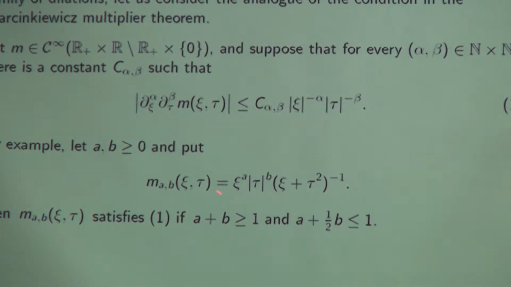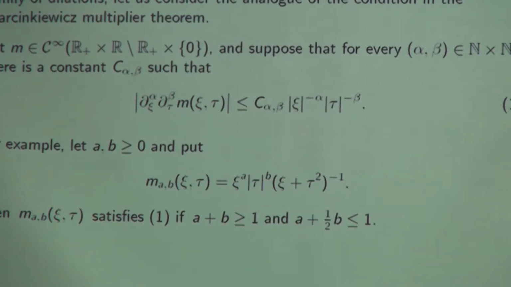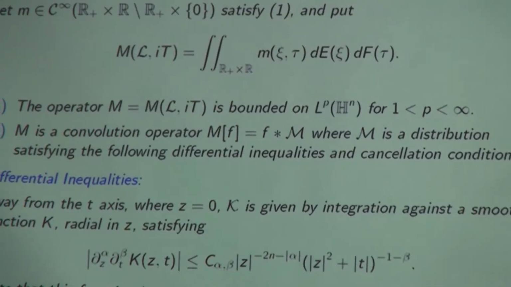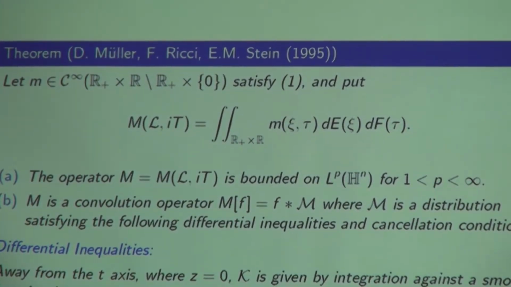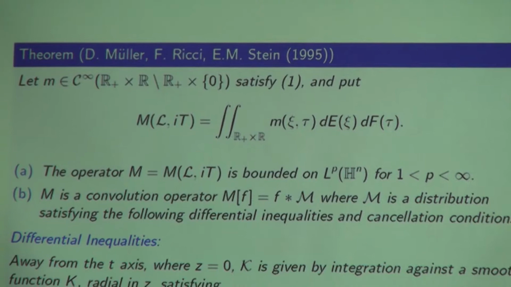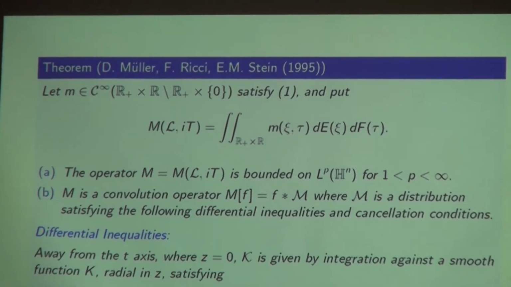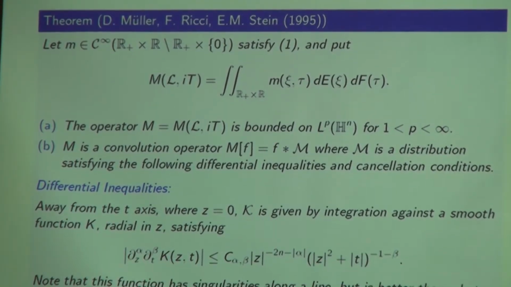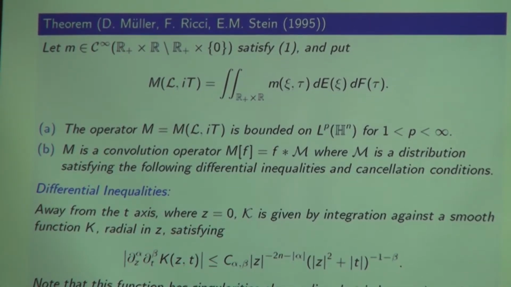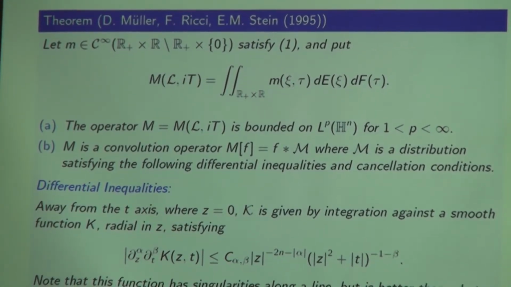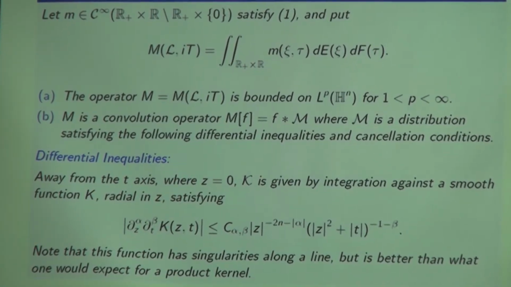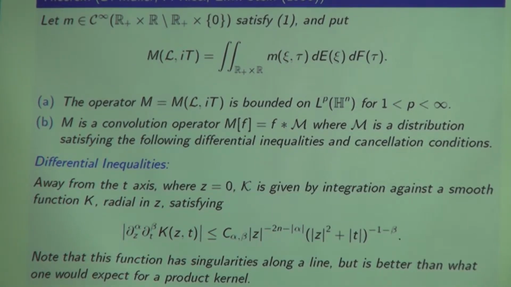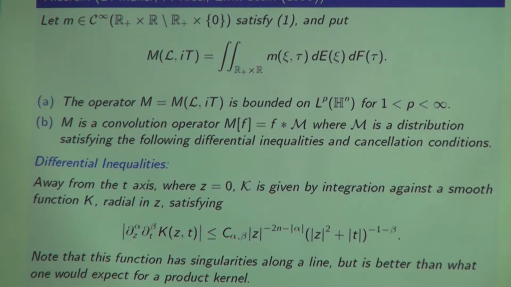But here there is no single homogeneity. So this is really sort of a two-parameter question. And the theorem of Müller, Ricci, and Stein says that in this case it's still true that the operator m is bounded on L^p for p bigger than 1, less than infinity, and m is a convolution operator. Now, capital M is a distribution satisfying certain differential inequalities and cancellation conditions. And I want to now look at what these are.